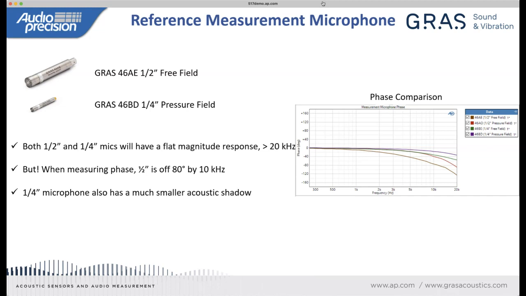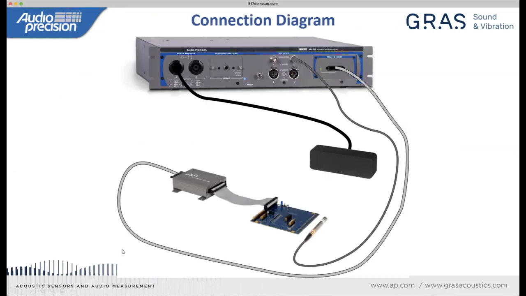Okay, so let's take a look at how we're going to do this. This is a depiction of what I have set up, and it all comes together here. Since I have all the inputs and outputs that I need in the 517, I don't need an external power amplifier. I don't need an external microphone power supply. Everything is just directly plugging into the 517 front panel.